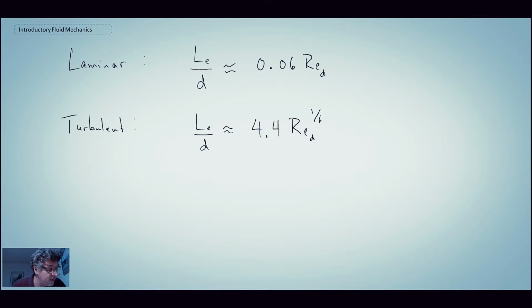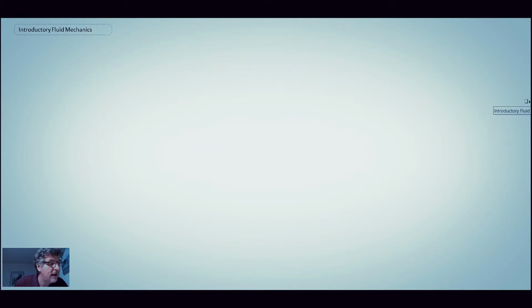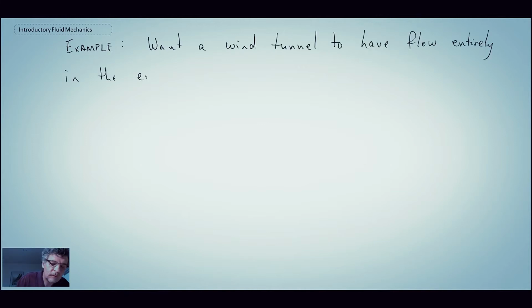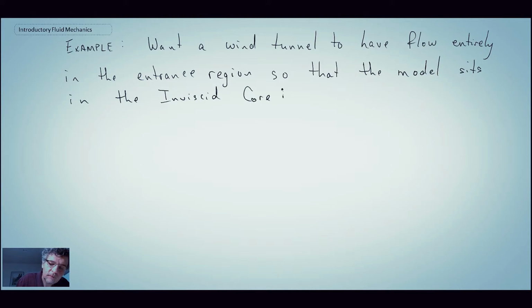So what we're going to do now, we're going to take a look at a quick example involving the entrance lengths. And we're going to consider the case of a wind tunnel. Okay, so here we have a problem in the case of a wind tunnel. A wind tunnel is basically just a big pipe, although it might not have a round cross-section. It could have square, rectangular, very, very different cross-sections.